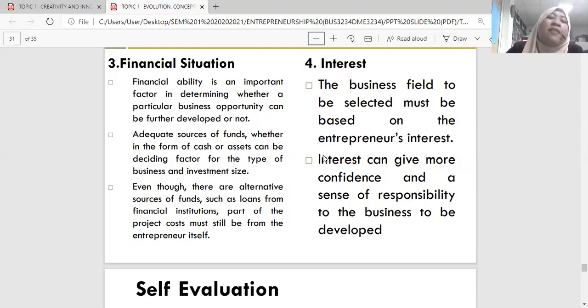Then we move to the self-evaluation. Under the third one, we have financial situation. Financial ability is an important factor in determining whether a particular business opportunity can be further developed or not. Sources of funds, whether in the form of cash or assets, can be deciding factors for the type of business and investment. So this is basically about whether your financial situation is stable and sufficient enough to start up your business. Even though there are alternative sources of funds such as a loan from financial institutions, part of the project cost must still come from the entrepreneur.